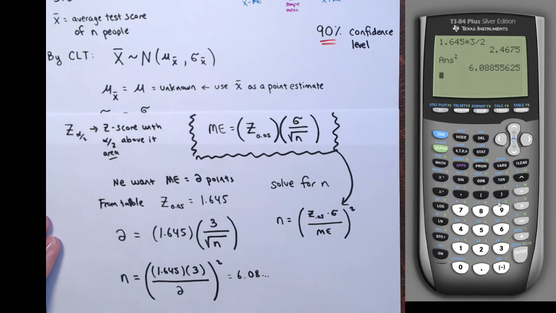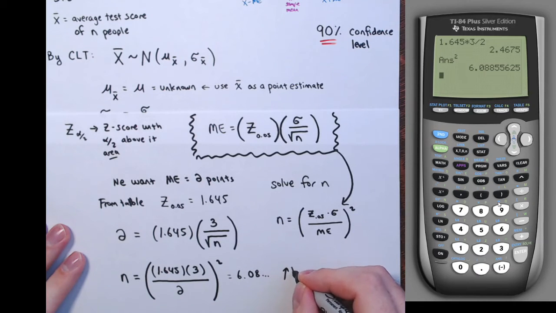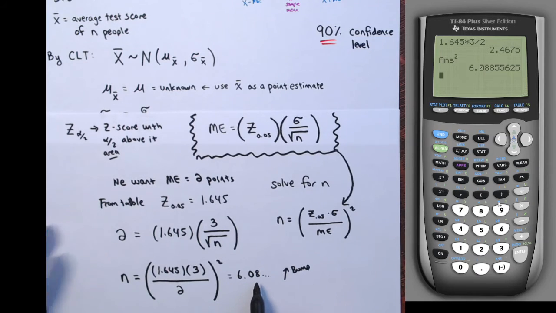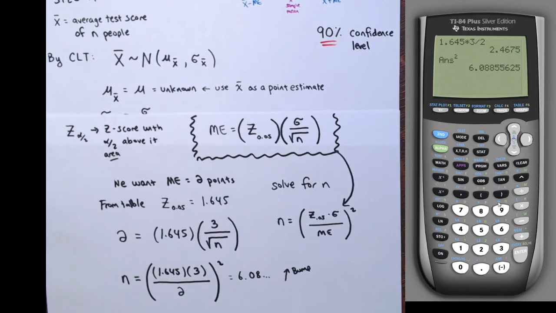6.08 something. But remember, n is a sample size, and you always bump it up, because the larger the sample size, the smaller the margin of error. So if we took 6.08 people, which you can't do, you'd have a margin of error of exactly 2. If you bump it up to 7, then you'd have a margin of error a little less than 2. That way at least your upper and lower bound are within 2 units of the middle. So always bump it up. We're going to use n equals 7.